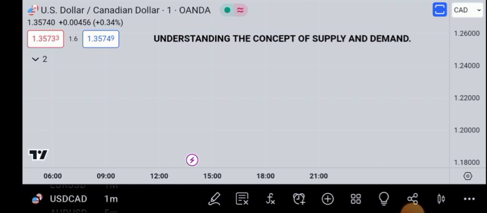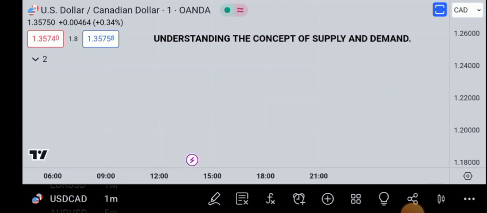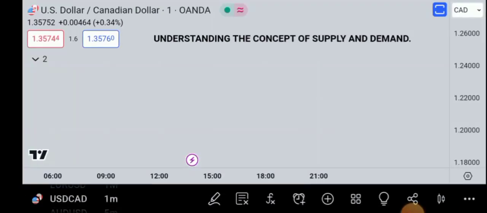In this video, we're going to be talking about understanding the concept of supply and demand. When we talk about supply, what do we mean in its simplest form? Supply simply means to provide. When I am providing something, I am supplying that particular thing to someone. And demand simply means to collect, or better still, to purchase.